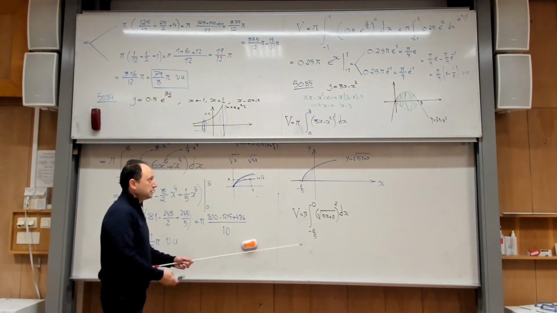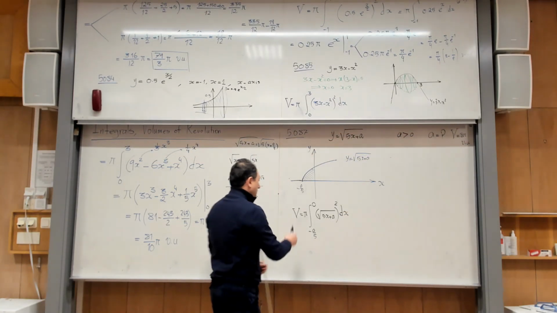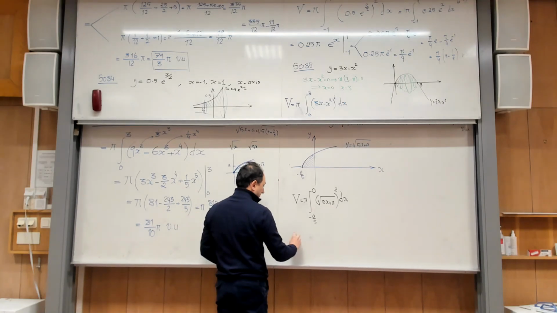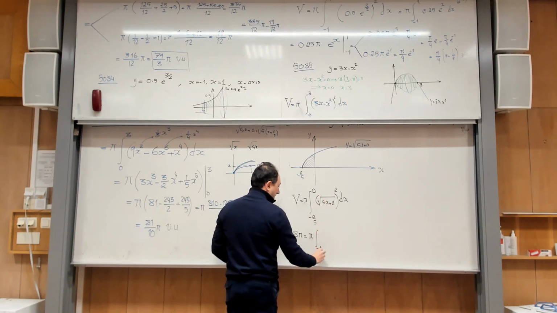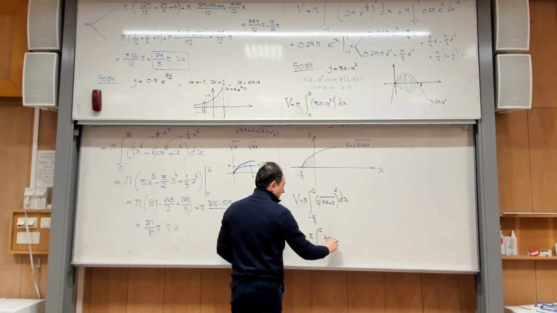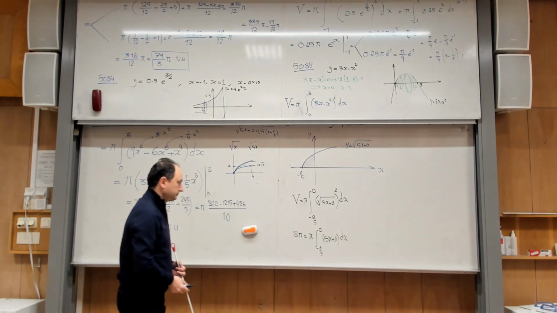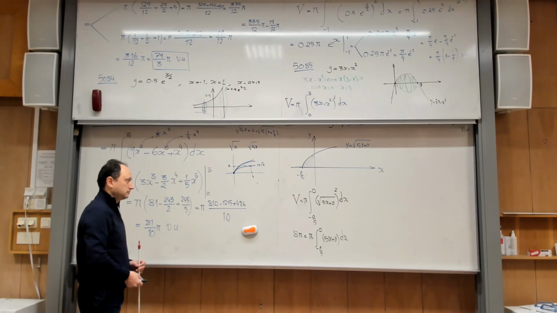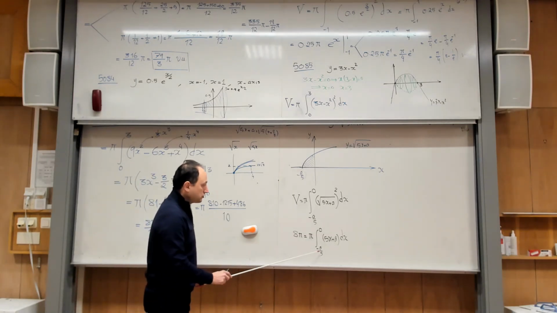But this volume in this problem is given. It's 8 pi. So instead of volume, I put 8 pi equals to, instead of pi, I just put pi. And then I square this one. This becomes minus a over 5 up to 0. And then I square it. It becomes 5x plus a, and then I have dx. Questions so far?